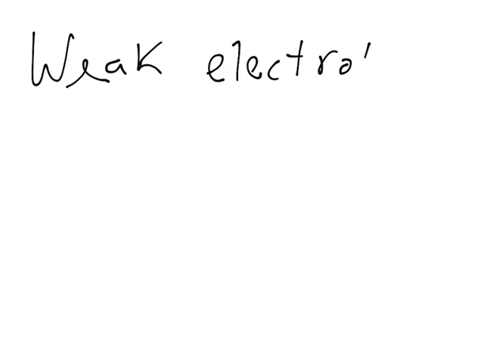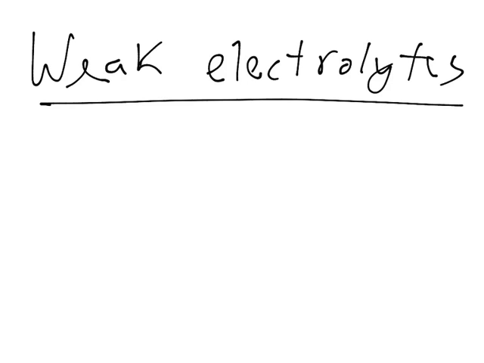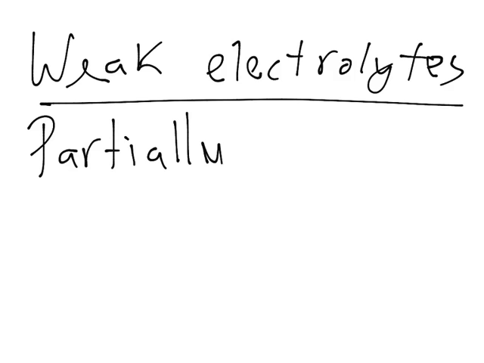Now let's talk about the weak electrolyte. A weak electrolyte partially ionizes in solution. So instead of that 100% in a strong electrolyte, it will be like 30% or 40%, depending on how weak the electrolyte is. And this is what usually happens in molecular compounds, like let's say acetic acid.